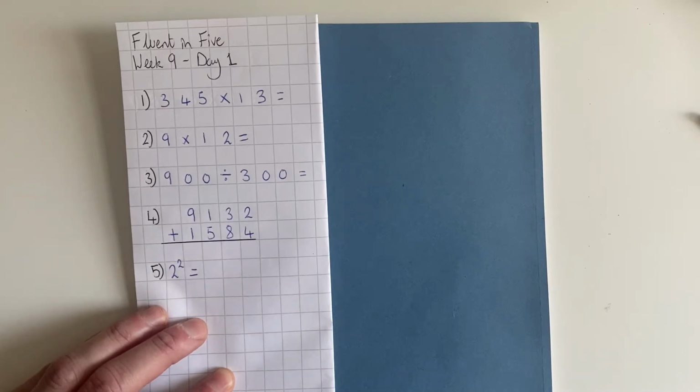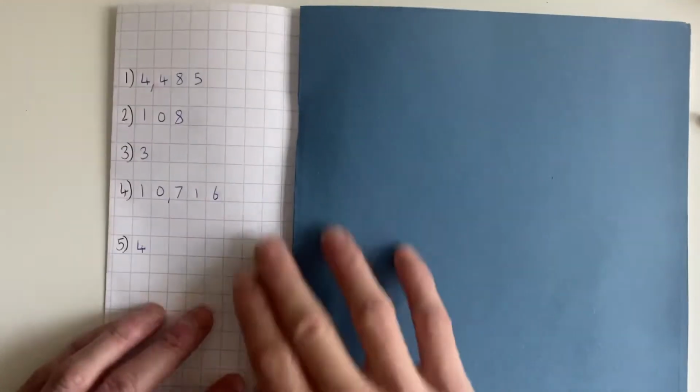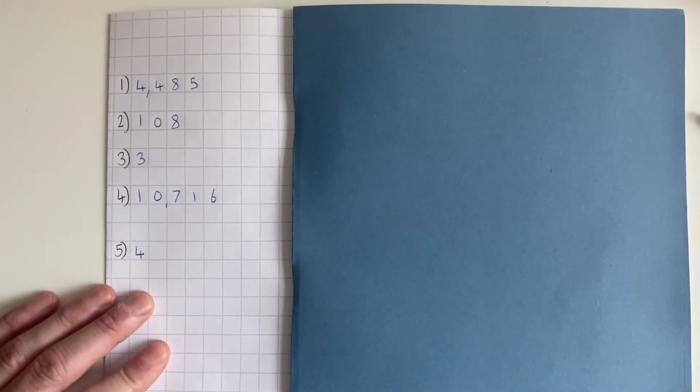Self-mark your work yourself. And then once you've checked your answers, if you do have any incorrect ones, you can go back and try them again, or you can leave it and then come back to it later. So pause the video now. Okay, here are your answers. So pause the video.